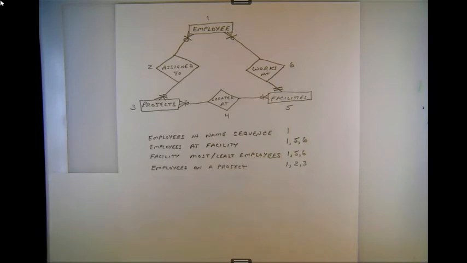Okay. Employees that are on a project. Well, again, employees by themselves doesn't do that. Projects by itself doesn't do it. But I need projects, employee, and the relationship. So now my build is 1, 2, 3, 5, and 6. Okay. So list all of the projects for a given employee. Well, that's 1, 2, and 3, which I've already included. So that's okay.